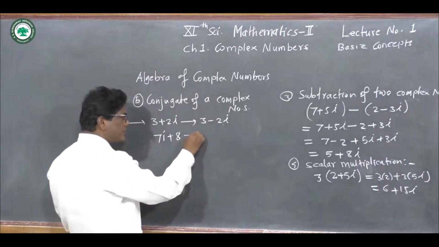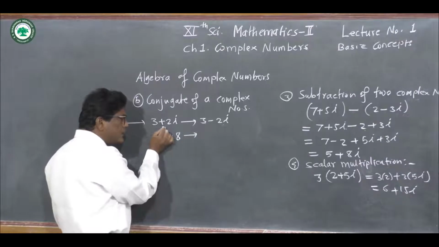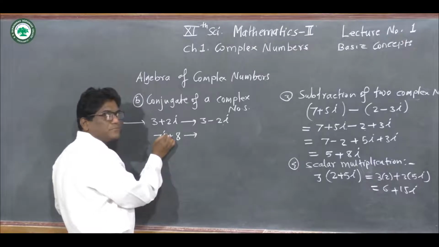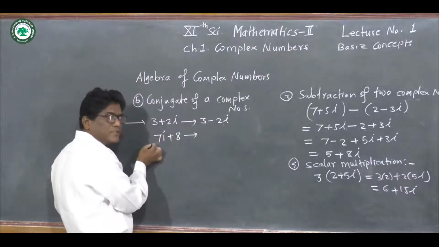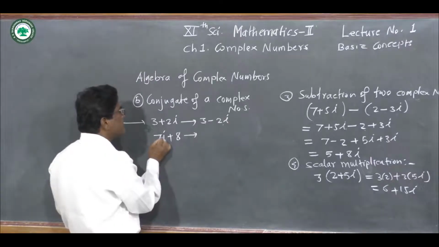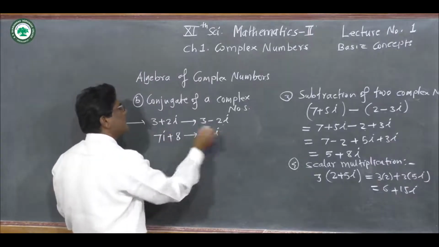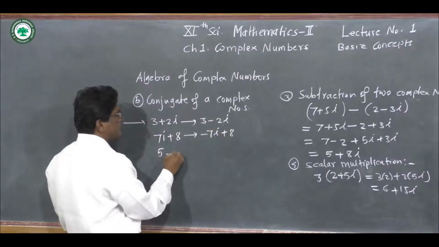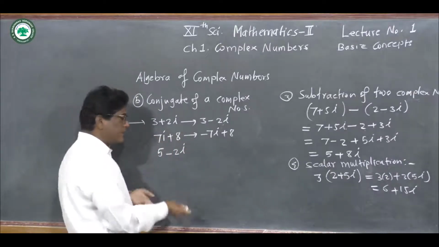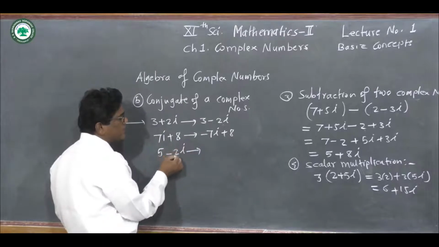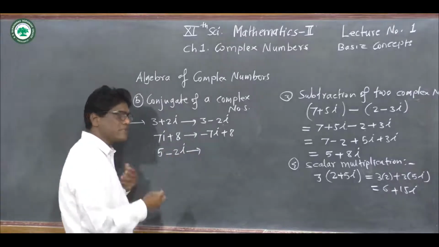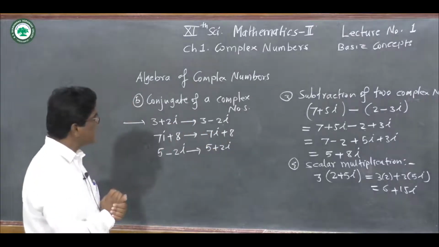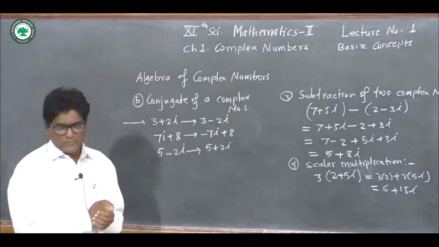Then its conjugate: change the sign of only the imaginary part. Here the imaginary part comes first, so change its sign only. So 7i becomes minus 7i plus 8 as it is. This is the conjugate. Or take 5 minus 2i as the complex number. Then its conjugate is to change only the sign of 2i. Here 2i is minus, take plus. So 5 plus 2i is the conjugate. In this way we can find the conjugate of every complex number.